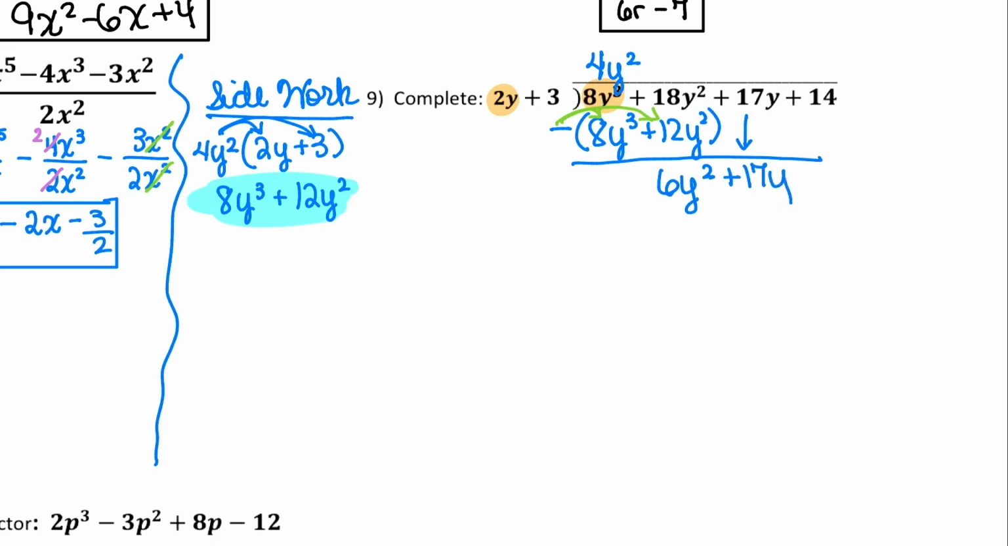Now let's bring down our 17y. We're going to ask ourselves the same question. What times 2y is going to give us 6y squared? So that answer is going to be 3y. Now we're going to take this, multiply it by the entire outside, and subtract the result.